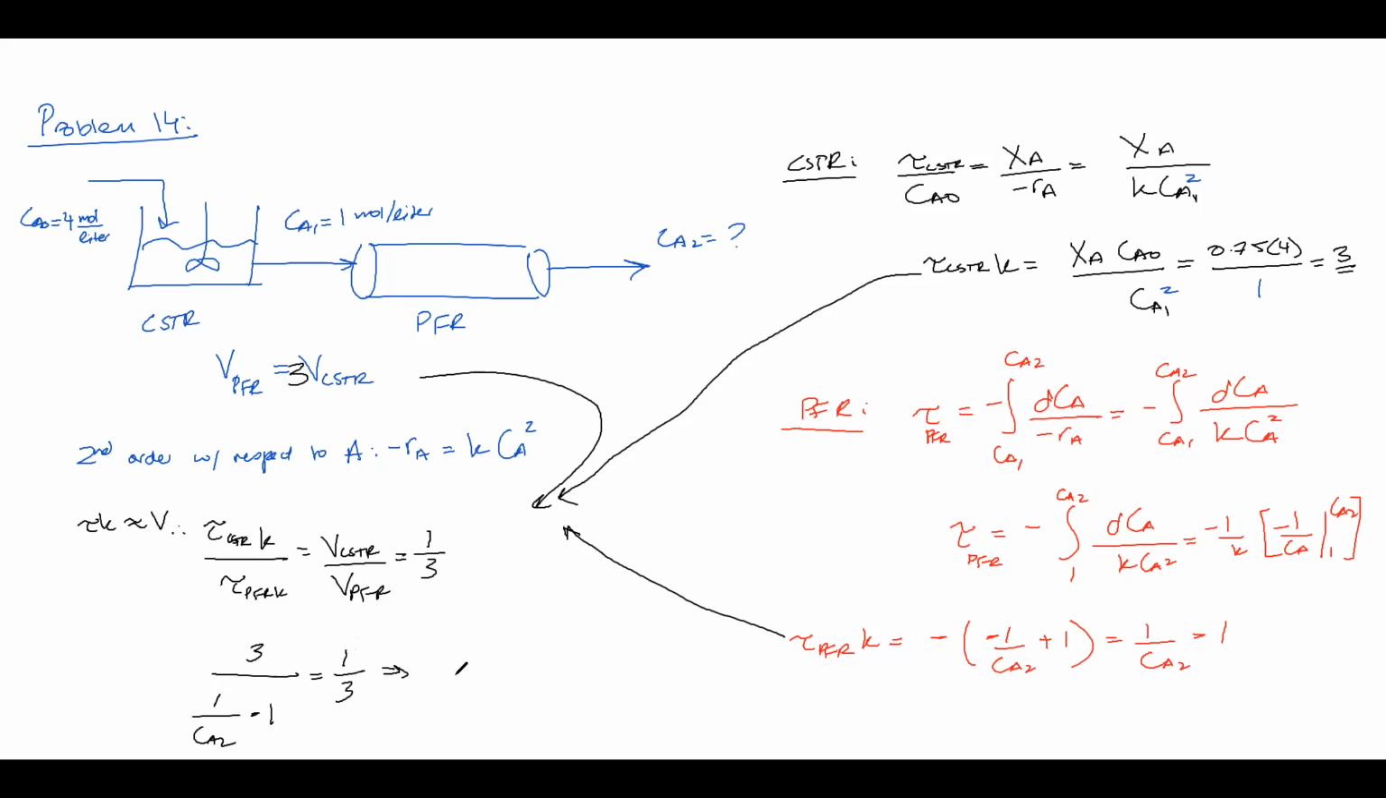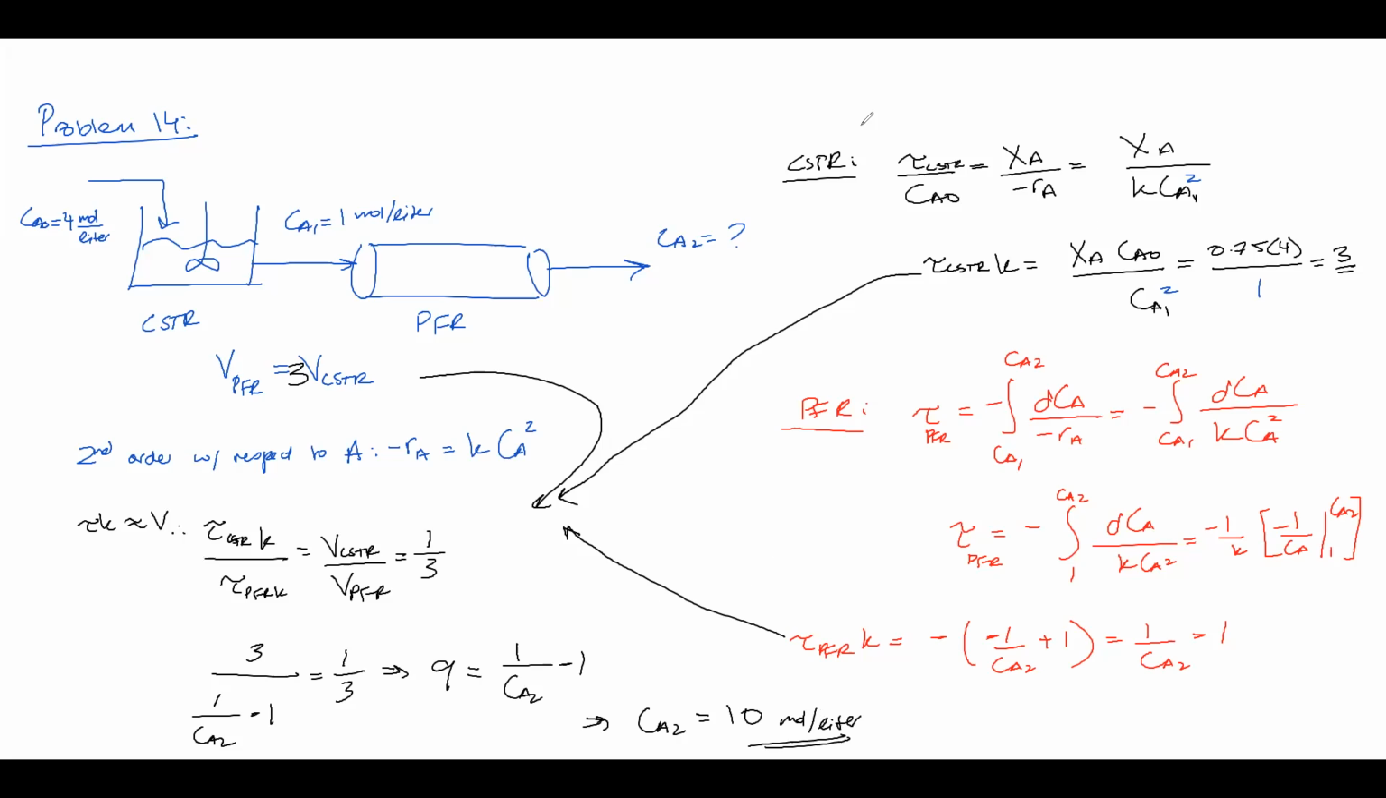So now if I just cross multiply, I'm going to get 9 is equal to 1 over Ca2 minus 1. So from here, I need this expression to be 10. So I can get Ca2 is equal to 10 moles per liter. We were asked to find the concentration at the exit of the plug flow, and this does it. So Ca2 is 10 moles per liter, and this solves the problem.